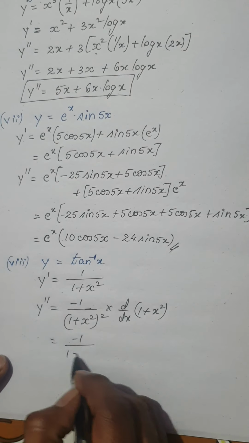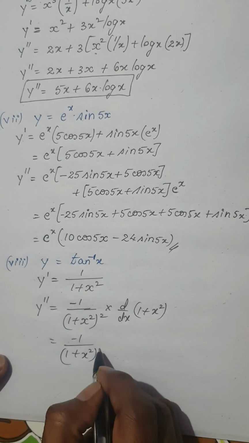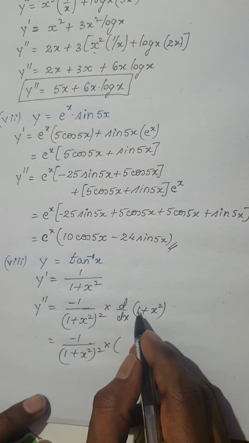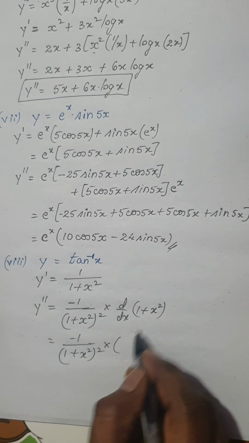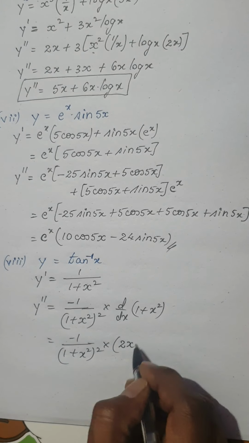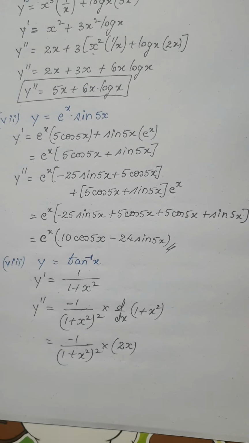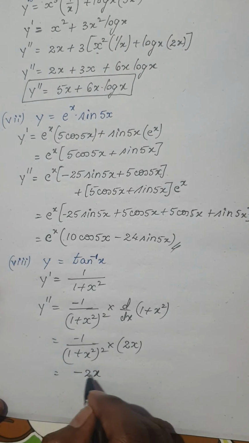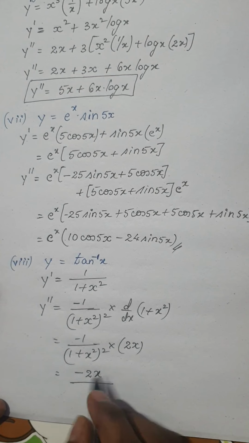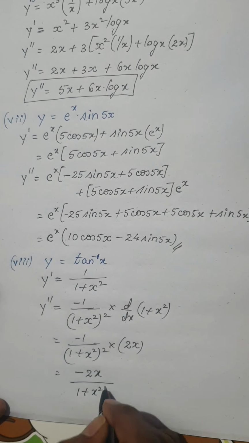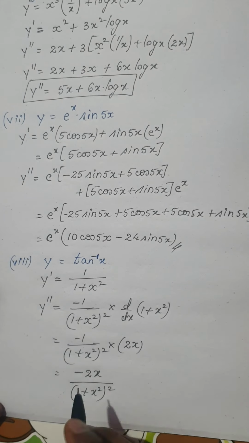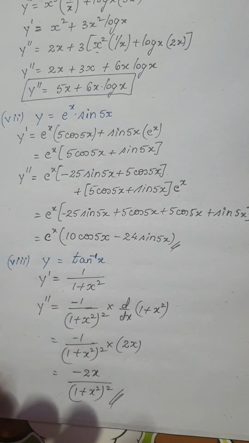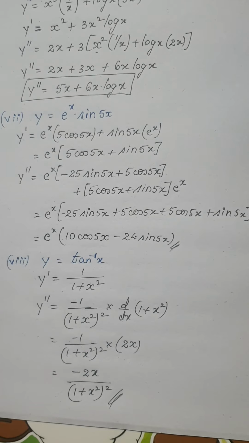So this is nothing but minus 1 divided by 1 plus x square whole square into, now what is the derivative of 1? We know the derivative of 1 is 0, I'm not going to write it. Now the derivative of x square is 2x. So finally you can write it in the most simplified form. It is minus 1 into 2x, that is minus 2x divided by 1 plus x square whole square. This is my second order derivative of the function tan inverse x. Okay friends.